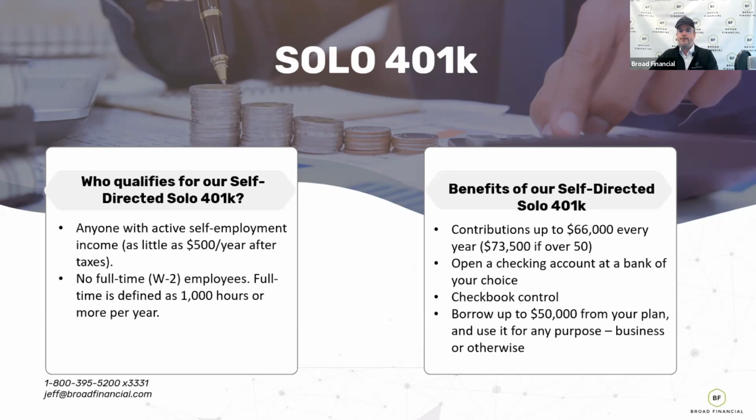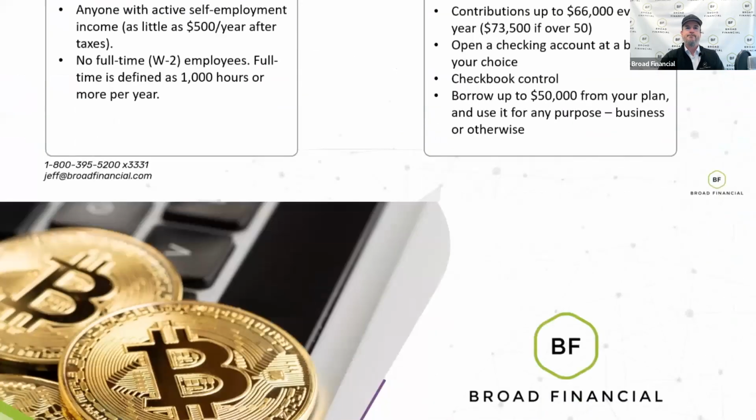You can also open up a checkbook account at a bank of your choice. You've got checkbook control. Another advantage of the solo is you can have a loan feature. You can actually borrow from yourself up to $50,000. You don't have the loan feature in an IRA. The solo has a lot of advantages. It actually does more and costs less. We can go into more details, but I just want to give you the big picture here that it is an option. Again, if you're 1099 or you have self-employment income, it's definitely something to consider. We can talk more if you want to contact me about that.